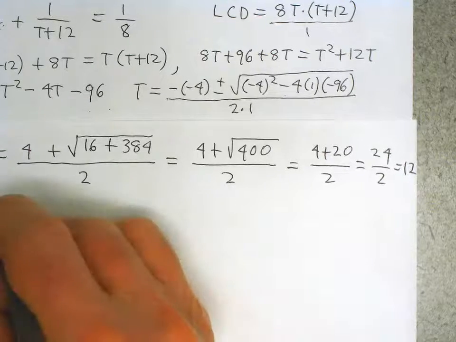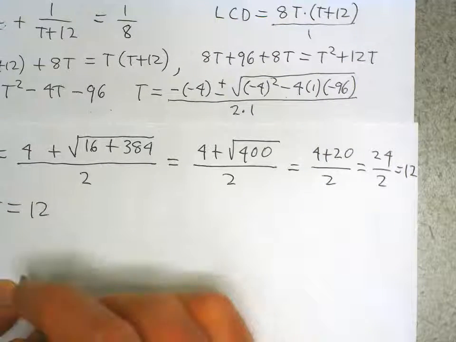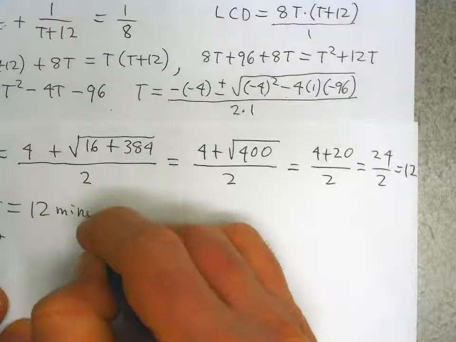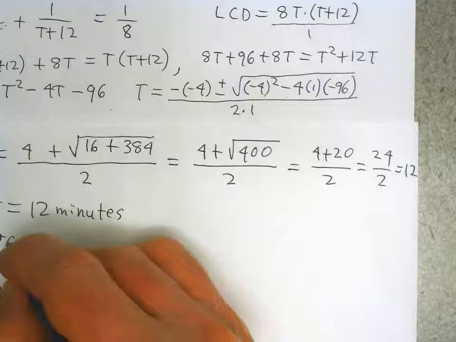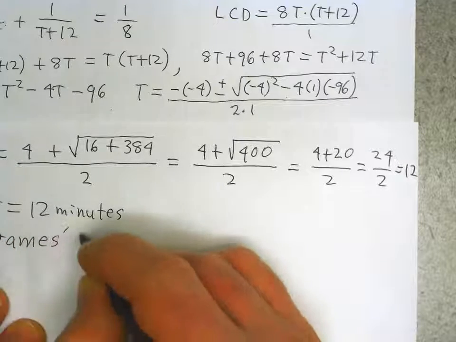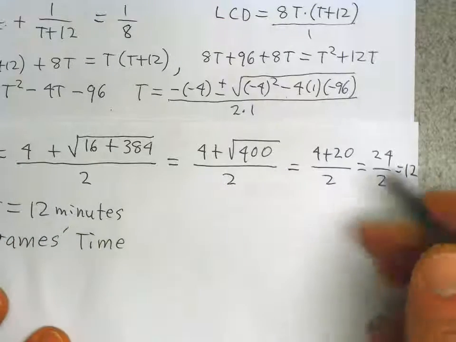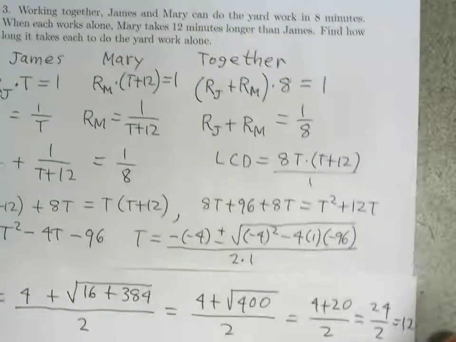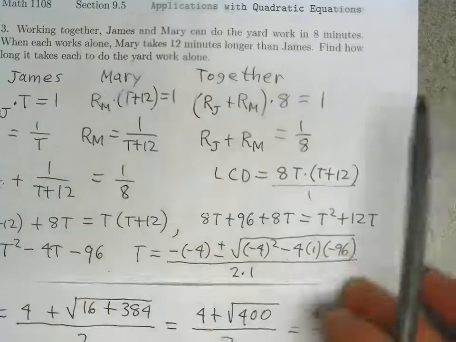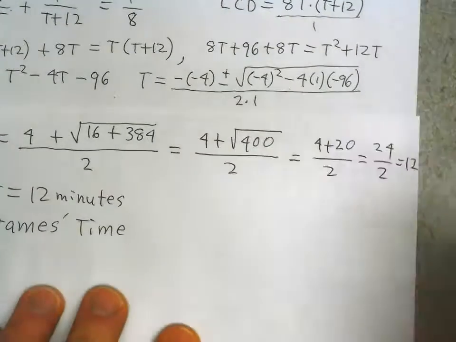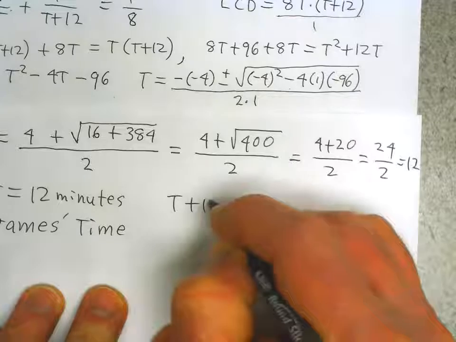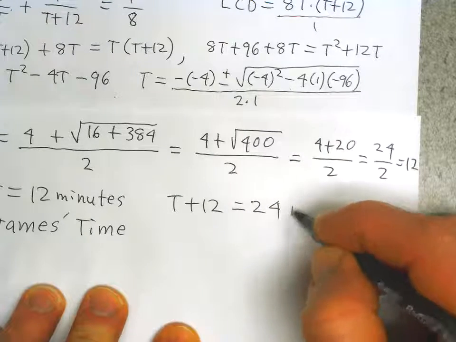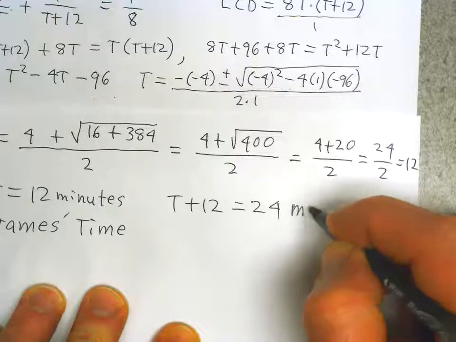Okay, so T is 12. That's the amount of time it takes James in minutes, 12 minutes. James's time. And then Mary takes T plus 12 minutes. So T plus 12 is 12 plus 12, or 24 minutes for the amount of time it takes Mary.